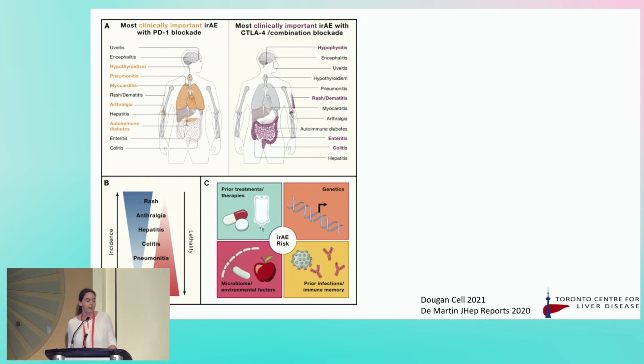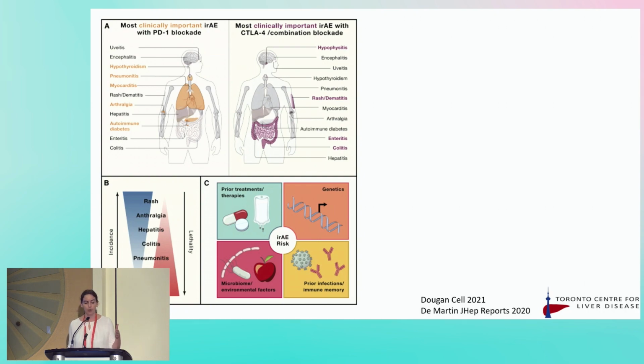So this gives you just an overview in the top panel A here of some of the clinically important immune-related adverse events with PD-1 blockade or with anti-CTLA4 containing therapies. As you might expect, as the mechanisms of action are slightly different, the predominant toxicities that you see are slightly different. But I think the take-home message is that toxicity can pretty much affect any organ system, and any clinical syndrome that you care to imagine has probably been described in association with checkpoint inhibitor therapy.